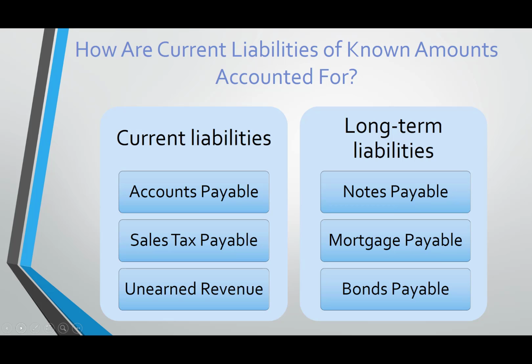Here are some examples of both current and long-term liabilities. We've probably seen these in the past. Current liabilities would include things like accounts payable, sales tax payable, unearned revenue. The list could go on and on. You could have advertising payable, rent payable, salaries payable, all kinds of things that could fit under a current liability.